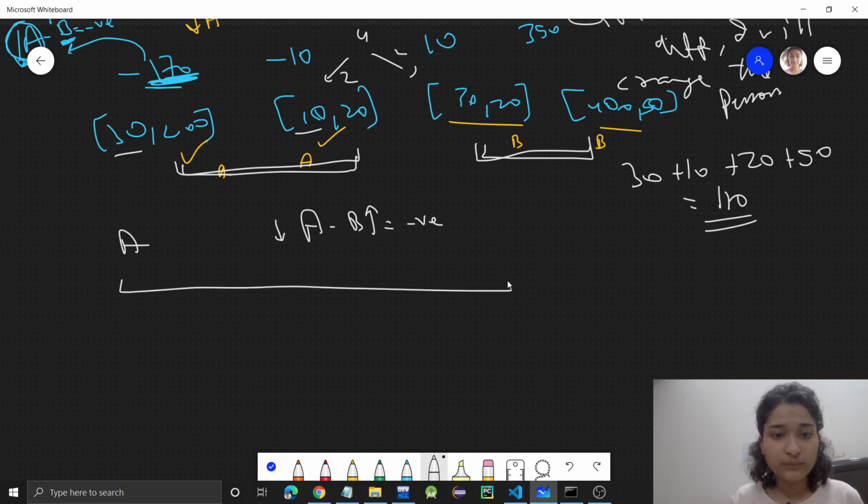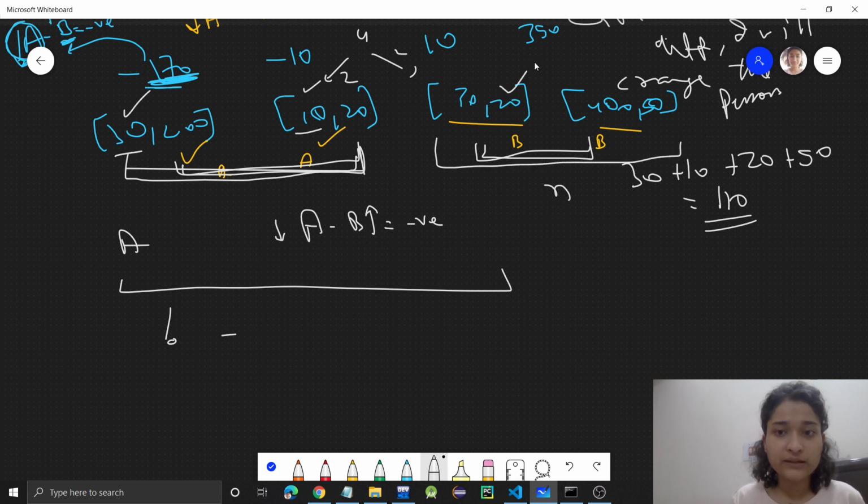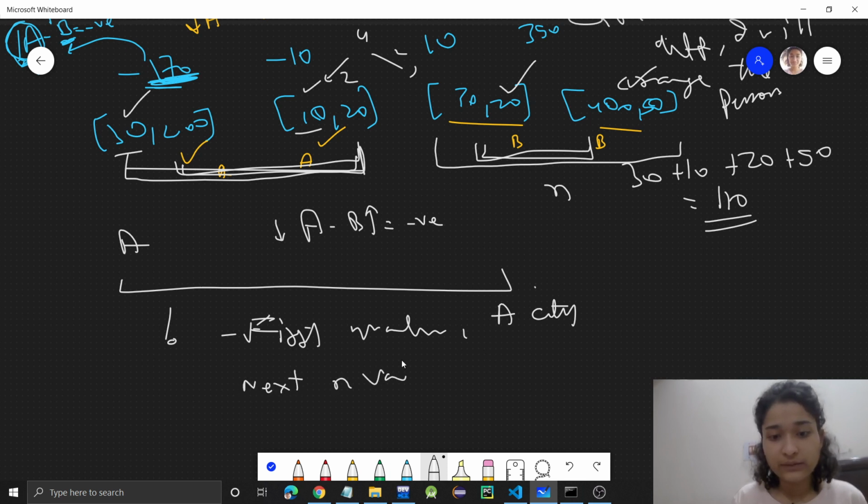I hope you understood the approach. We are sorting on the basis of difference, and then for the first n values, we are taking A city cost, and for the next n values, we are taking B city cost. First n values, we take A city. Next n values, we take B city. And we initially sort it on the basis of A minus B, ascending order, right?